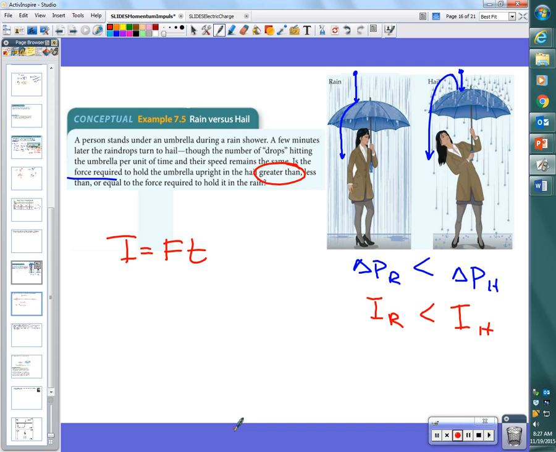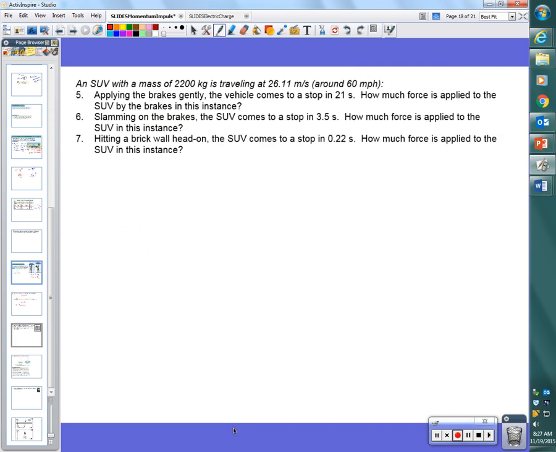Questions? All right, let's put some numbers on it. These 3 questions right here. It says an SUV with a mass of 2,200 kilograms is traveling at 26.11 meters per second, which is around 60 miles per hour. So it says, applying the brakes gently, the vehicle comes to a stop in 21 seconds. How much force is applied to the SUV by the brakes in this instance?